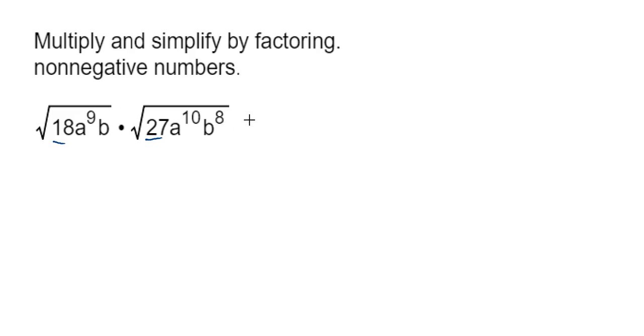So here's what I'm going to do. We'll multiply these together. And again, there's more than one way to get through these problems, so you don't have to do it the way I'm suggesting. You could look at Math Excel to see how they suggest you do it. I'm going to write this as 18, a to the 9th power b, times 27, a to the 10th power b to the 8th power. Right, so we're going to multiply these together into a single square root.